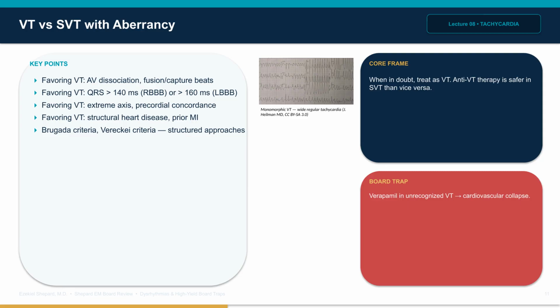The Vereckei criteria look at initial and terminal QRS forces in aVR. A dominant initial R wave there favors VT. Do not confuse this algorithm with Brugada syndrome, a sodium channelopathy with coved ST elevation in V1 through V3, sudden cardiac death risk, treated with an implantable defibrillator if symptomatic. When in doubt, treat as VT. Anti-VT therapy is safer in SVT than the other way around. The board principle: wide complex tachycardia in an adult with cardiac risk factors is VT until proven otherwise. Treating VT as SVT with Calan or other calcium channel blockers causes hemodynamic collapse.